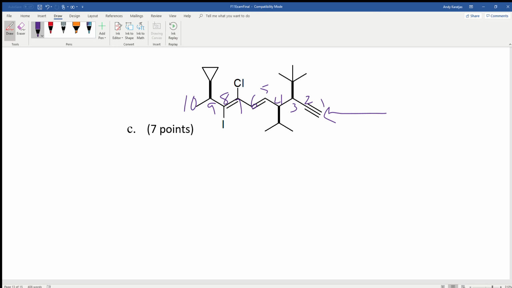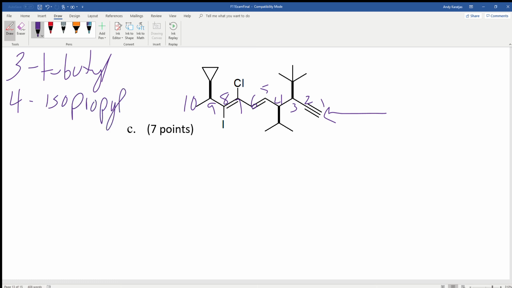So we have a decane derivative here that we're working with. Now we need to go through and name all of our substituents. So carbon 3 is a tert-butyl. Carbon 4 is an isopropyl. Carbon 7 has a chlorine. Carbon 8 has an iodine. And carbon 9 has a cyclopropyl.